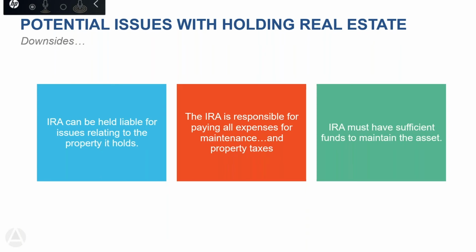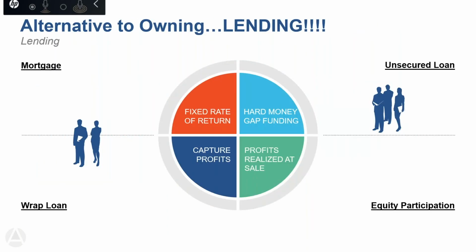The other big issue with holding real estate in an IRA is that you have a lot of expenses that are related to real estate. If you own the property, you might need to put a new roof on eventually. You're going to have to do maintenance. You're going to have to pay property taxes. So it might be an expense-laden type asset. And you must have sufficient assets or cash to maintain this asset within the IRA. So between liability and expenses, real estate isn't for everyone. It's a very hands-on type of asset to hold.